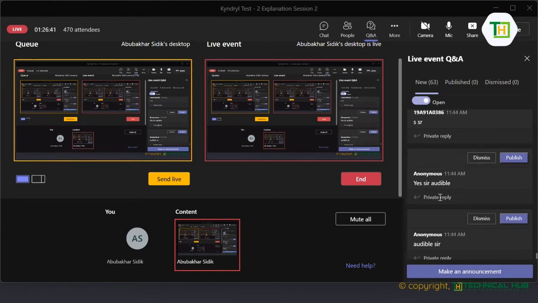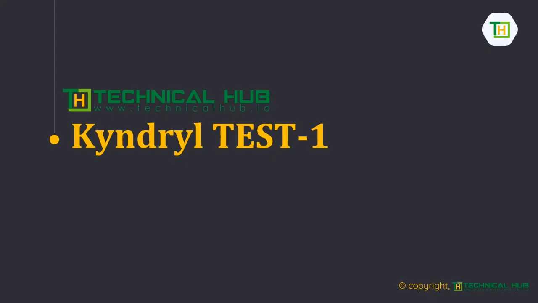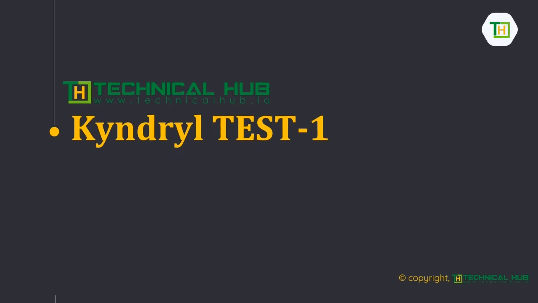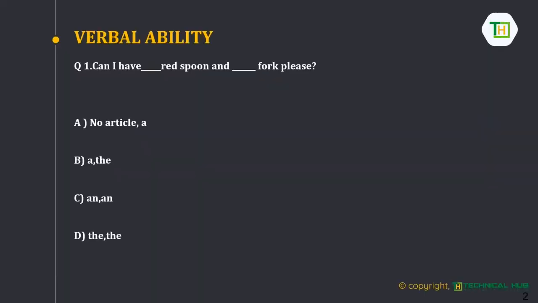So today we are going to have a Kyndryl test 2. I'll start explaining now. I hope you all are ready with your equipment, that means pen and paper and everything. So the first question is, can I have dash red spoon and a dash fork, please? So this is a question here.